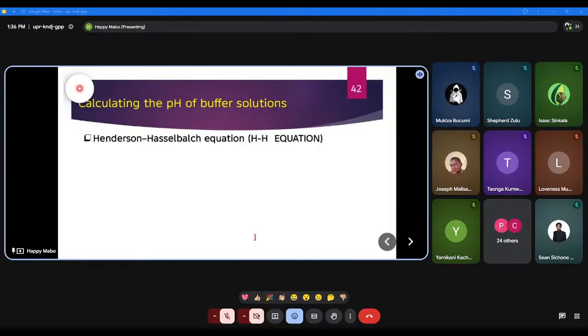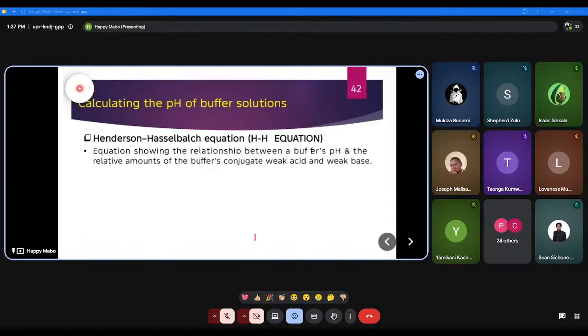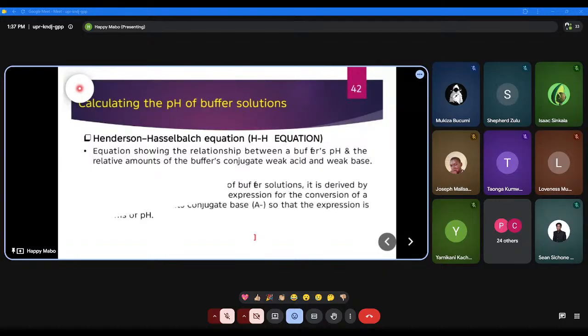One other aspect that we might want to pay attention to is the calculation of pH of buffer solutions. We want to be able to calculate the pH of buffer solutions, and we use the Henderson-Hasselbalch equation for this purpose. This equation shows the relationship between a buffer's pH and the relative amounts of the buffer's conjugate weak acid and weak base.